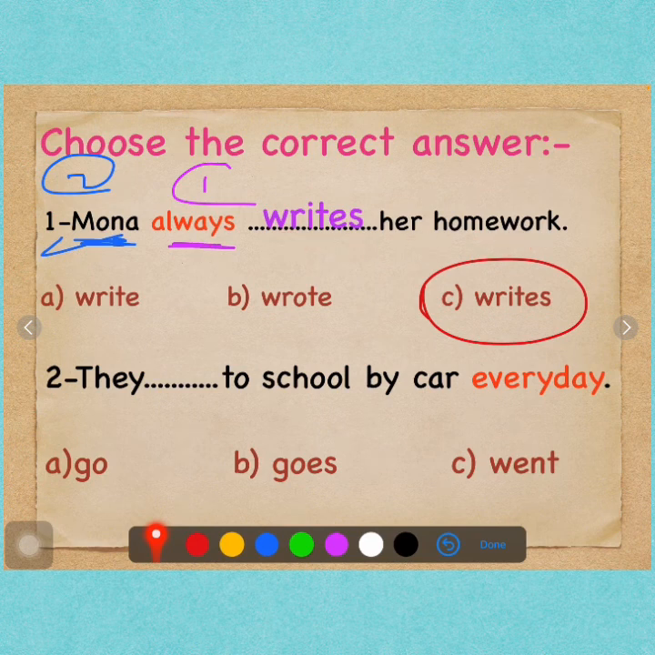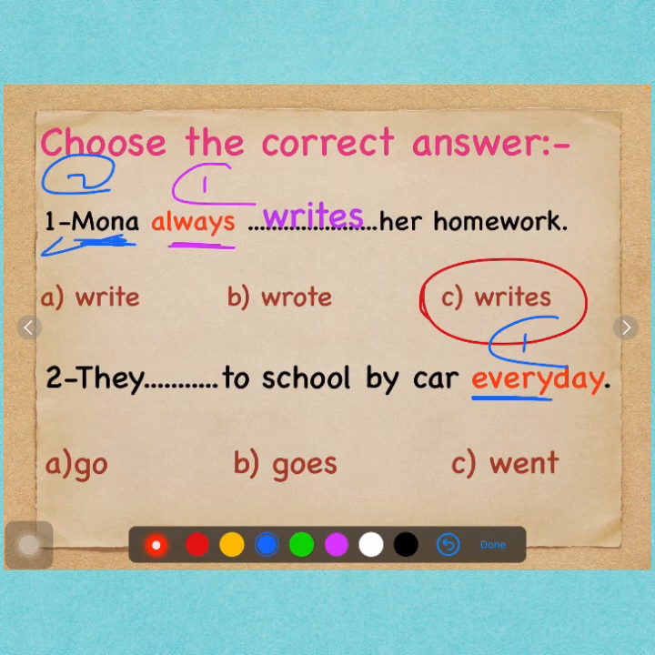Now let's do number 2 together. They ___ to school by car every day. What are you going to choose? Go, goes, or went? Girls, where's the keyword? Every. So this is number 1. Every is the keyword that opened my mind and told me, please, teacher, put the verb in the present.